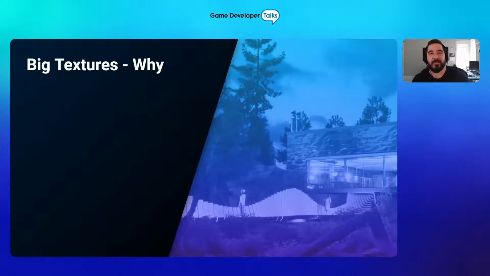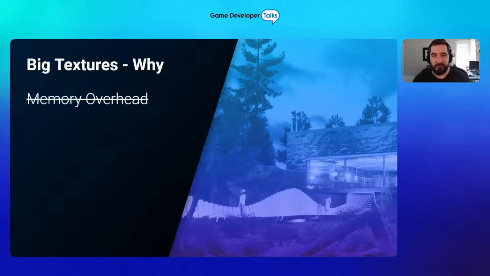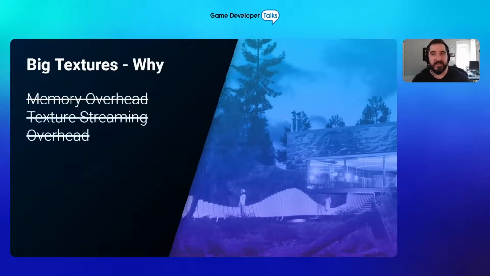So why do we think this is kind of interesting? We leave out memory overhead, and we leave out the overhead of texture streaming. Let's just focus on the work the GPU needs to do to sample a pixel. When you've got a UV coordinate, that's a 32-bit floating point, or maybe 16, depending on your hardware. But the precision of that UV coordinate is much greater than any texture you could possibly come up with.